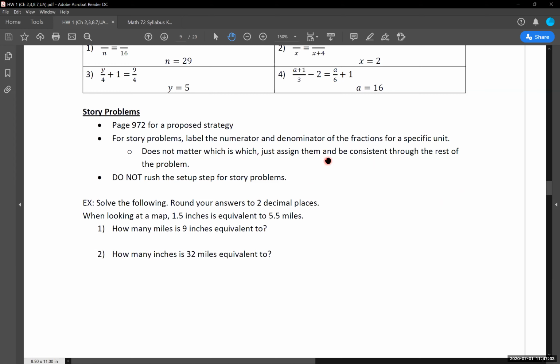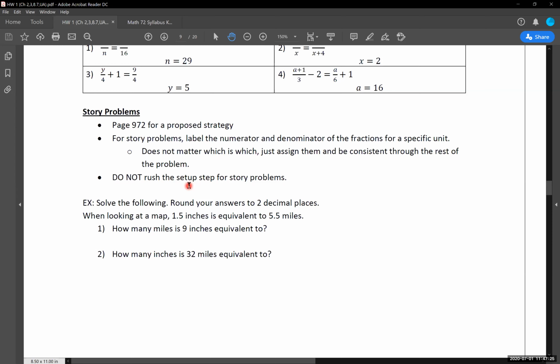Just assign them and then be consistent through the rest of the problem. And I cannot emphasize this step enough as well. Do not rush the setup step for story problems. The setup is crucial to be able to do everything, whether it be for these specific story problems, be story problems in the next chapter or otherwise.